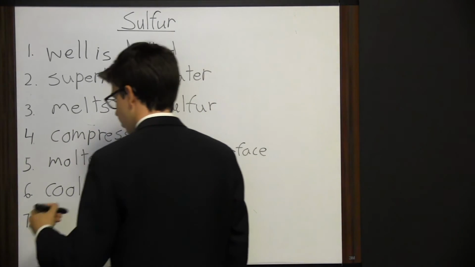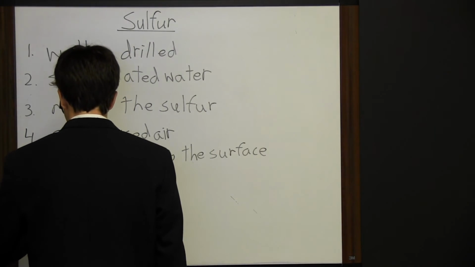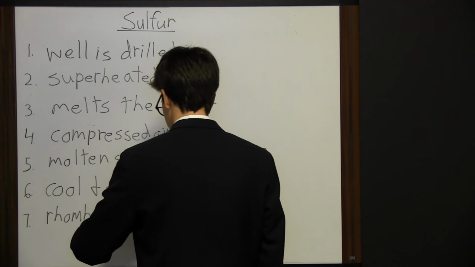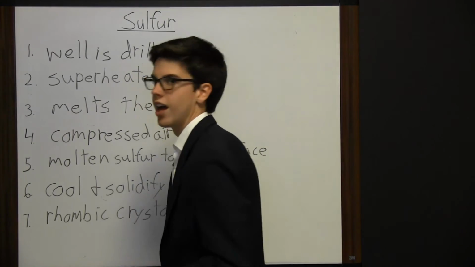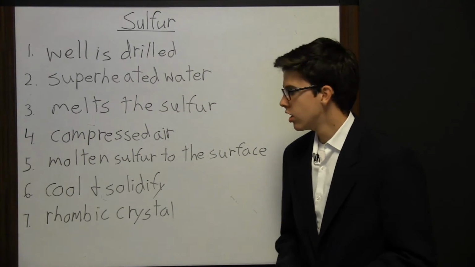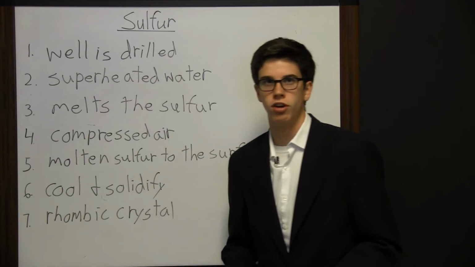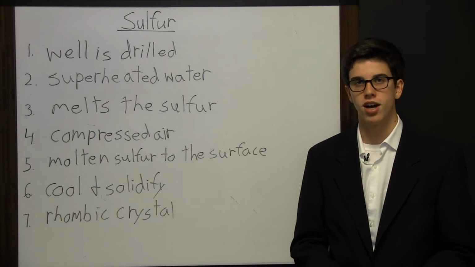And so from there, the sulfur forms a rhombic crystal. And so a rhombic crystal has 8 molecules. So those are the 7 steps to the extraction of sulfur in what we call the Frasch process.